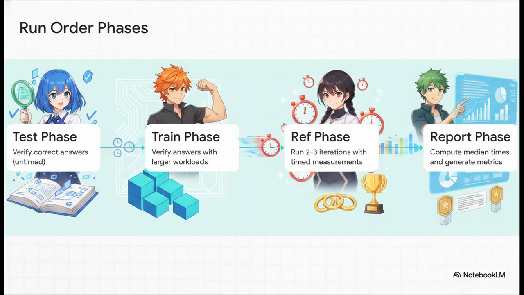And when you execute that reportable command, your system locks into this really strict four-step sequence. First up is the test phase, which just quickly makes sure the compiled code actually gets the right answers. Second is the train phase, doing the exact same thing but with slightly larger workloads. Notice neither of these are timed. Then third, we hit the ref phase. This is the main event. It runs the reference workloads for multiple iterations with strictly timed measurements. And finally, the report phase crunches the numbers to compute your median times and generate those official metrics.